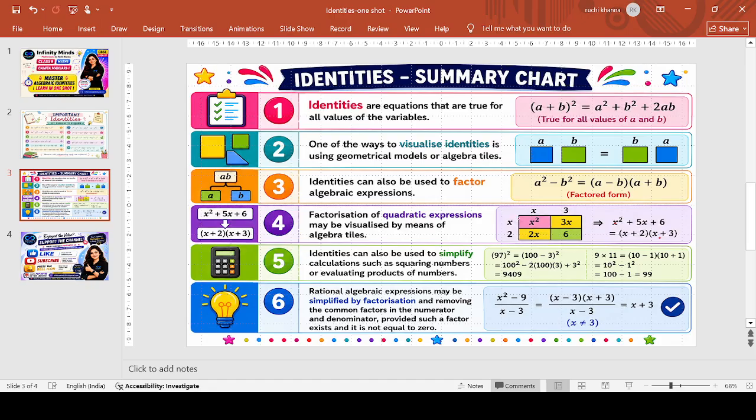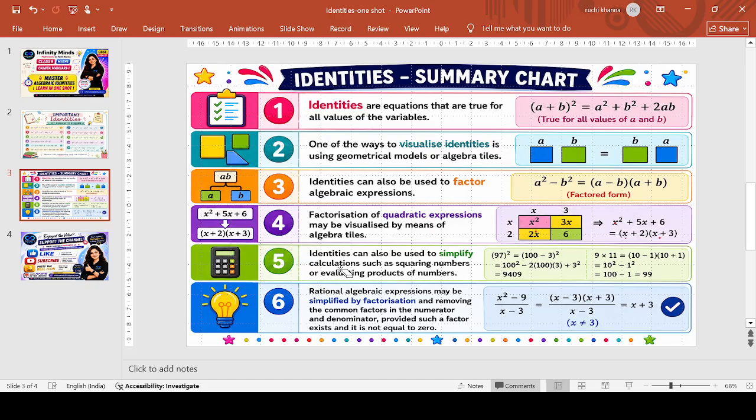So if it is a rectangular grid of length equal to x plus 3 and breadth equal to x plus 2, then x plus 3 into x plus 2, length into breadth, gives me the area. Area is x squared, 3x plus 2x is my 5x, plus 6. So visually we have done this. Quadratic expression we have broken into factors. All of this has been explained here.